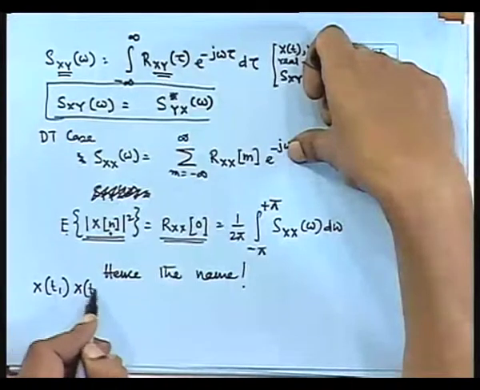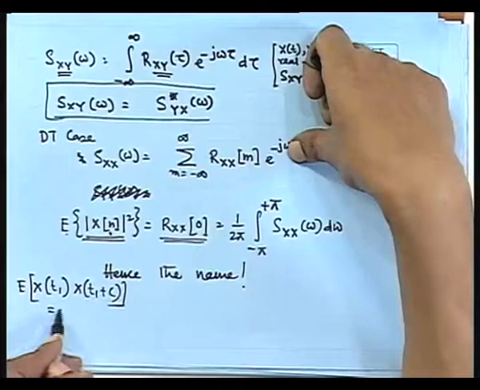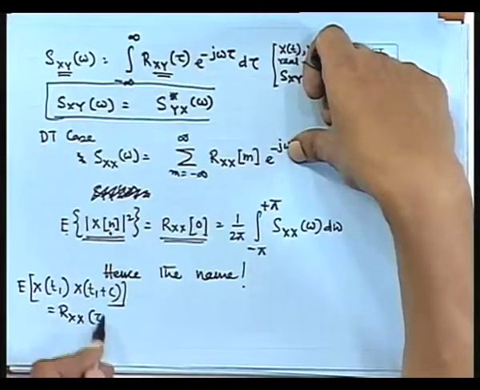Then you are doing x(t1). See, Rxx(tau) is what? Rxx(tau), you are taking the expectation of x at t1 and same x at t1 plus tau. This is equal to Rxx(tau). So you put tau equal to 0. So you will get expectation of x(t1) square, and this holds for any t1. So if you want to get the power of the signal, it is nothing but Rxx(0).